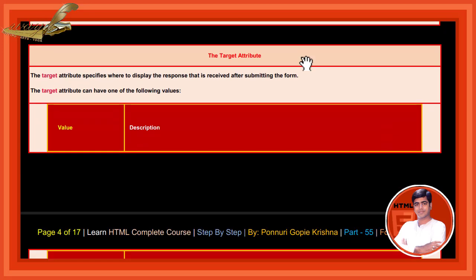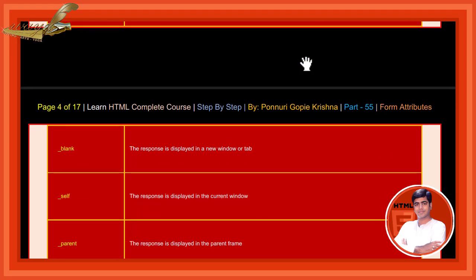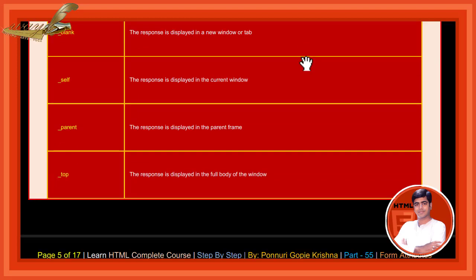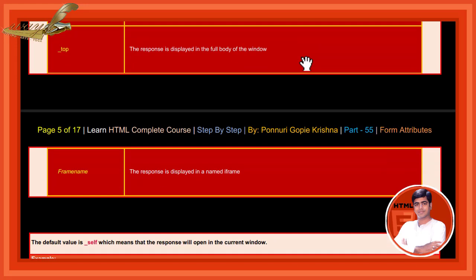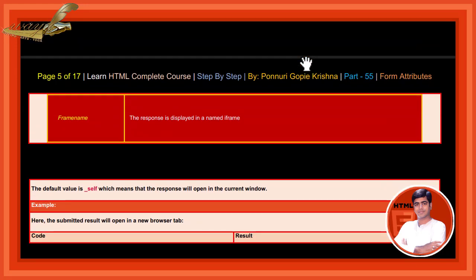The target attribute. The target attribute specifies where to display the response that is received after submitting the form. The target attribute can have one of the following values. _blank. The response is displayed in a new window or tab. _self. The response is displayed in the current window. _parent. The response is displayed in the parent frame. _top. The response is displayed in the full body of the window. Frame name. The response is displayed in a named iframe.